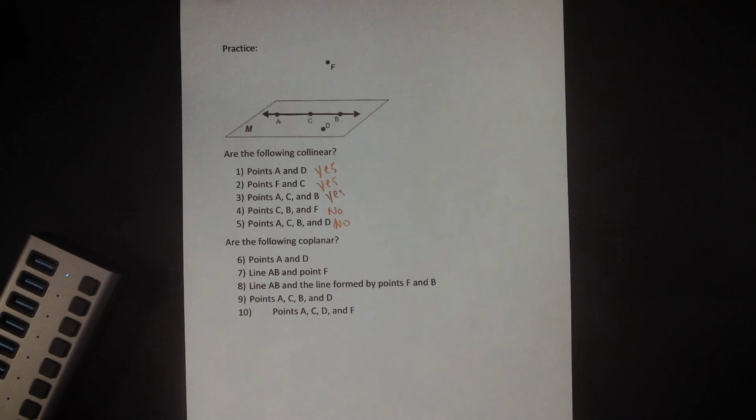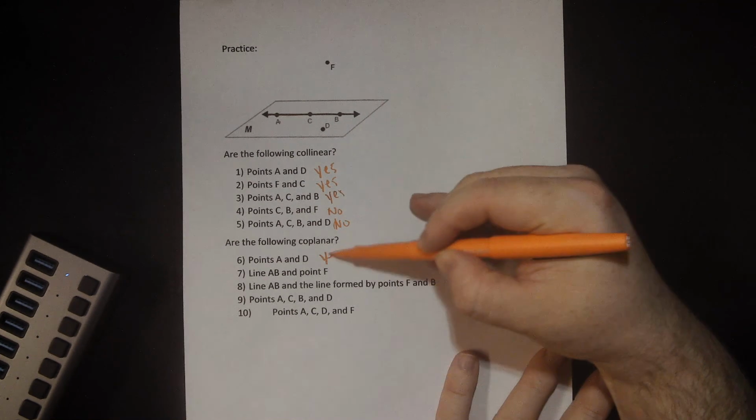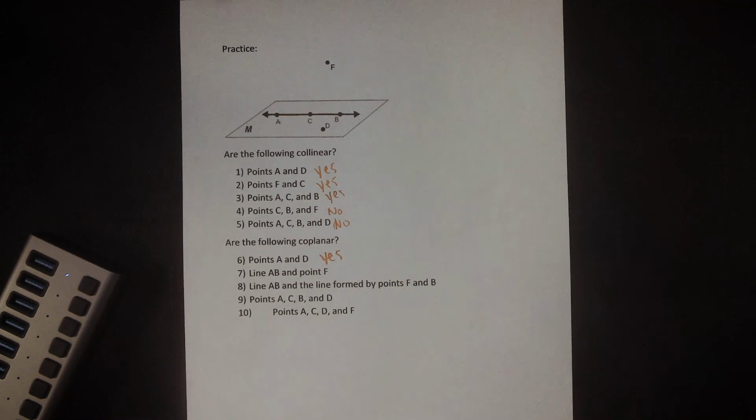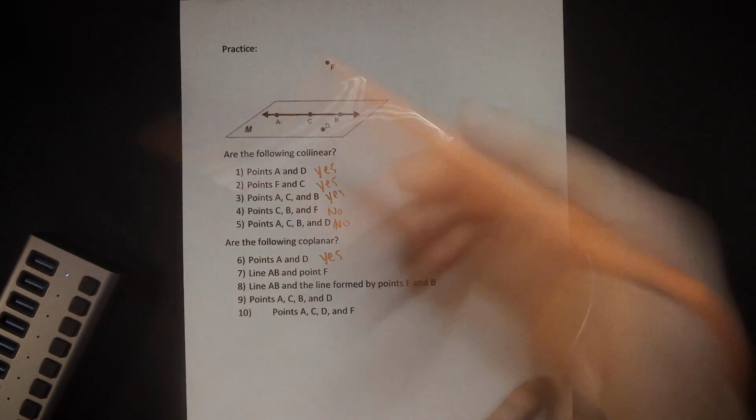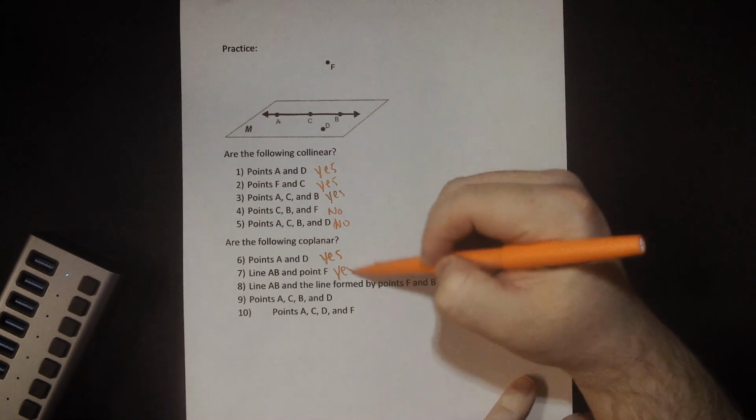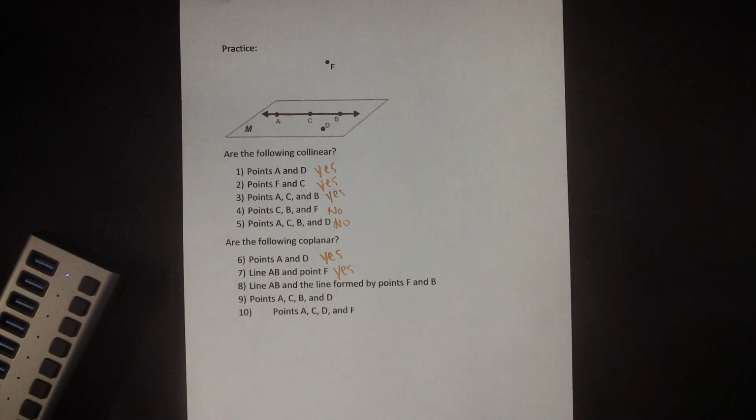Are the following points coplanar? Well, if any 2 points are collinear, and we just said that anything that's collinear is coplanar, that would mean any 2 points are also coplanar. Something to think about. Now, a line AB and a point F. Again, a line and a point off of the line is automatically coplanar, so I don't have to look that one up.